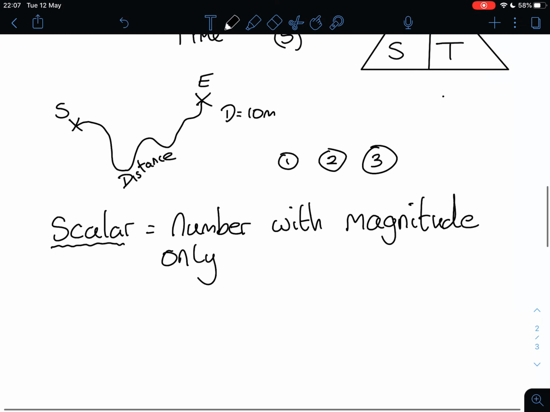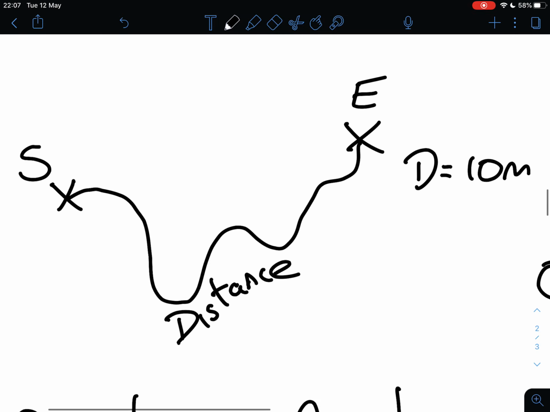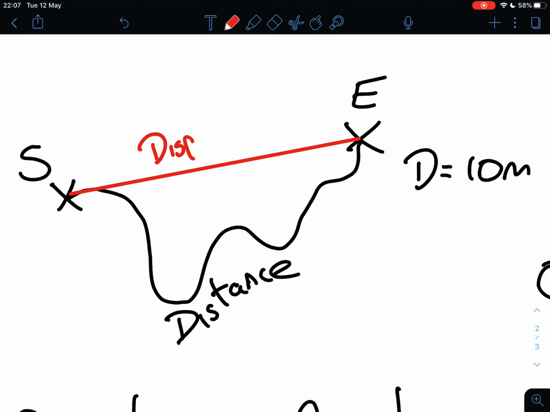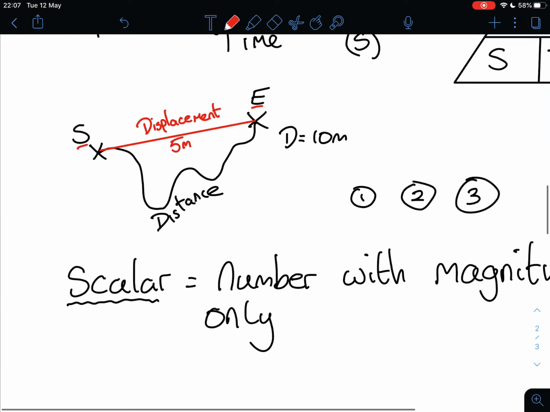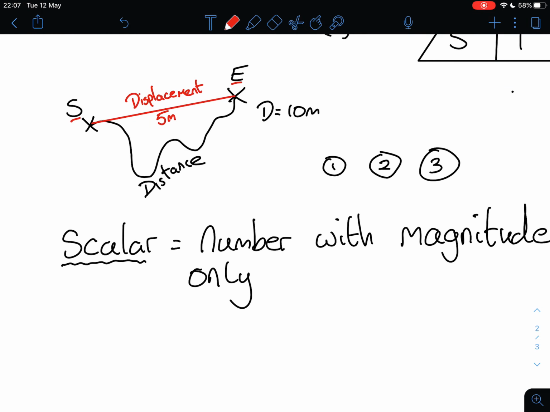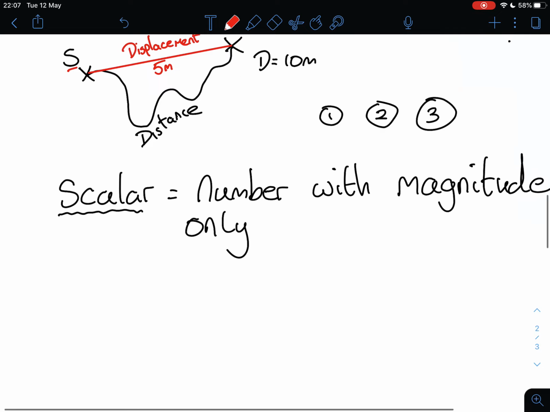Now, why am I telling you this? If we took this same one here and we did it as the crow flies, by that I mean in a straight line directly from start to finish, and we measured that line, I'm going to call this the displacement. It's all about how far away you are from where you started. I started there, I ended there, and let's say this one is a distance of 5 meters. Well then, if we use that number, displacement over time, what we're actually going to calculate is called velocity.